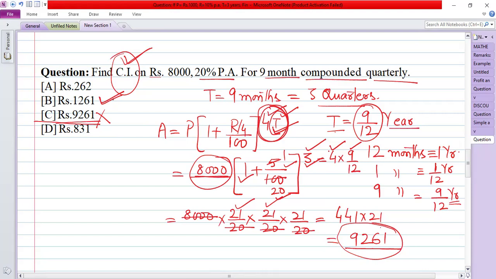So be very careful in this question. Actually, we should be careful in every question about what is being given and what is being asked and how to solve the question. Okay.